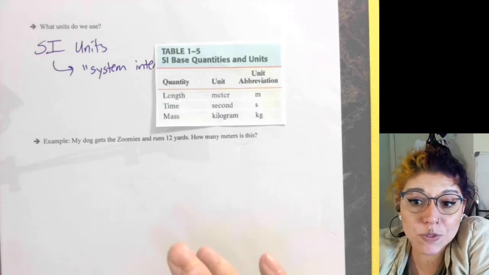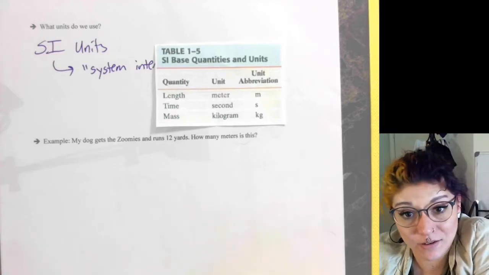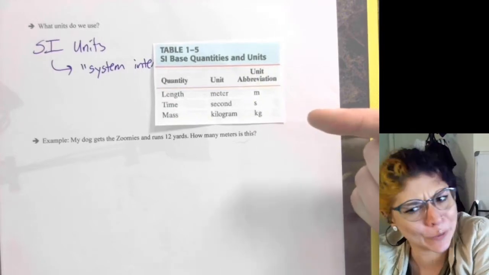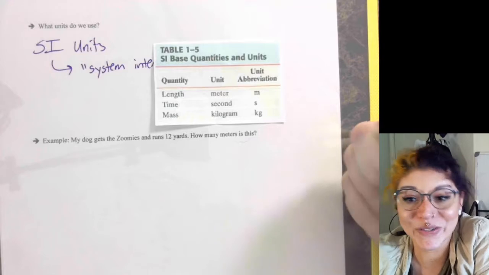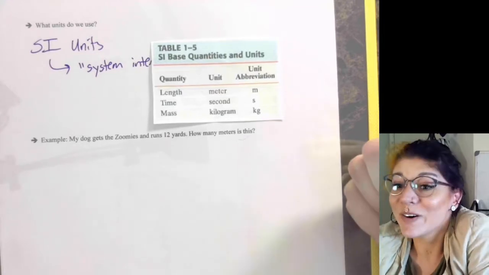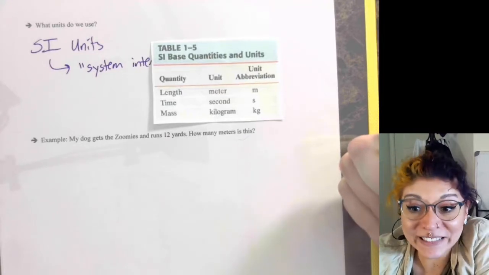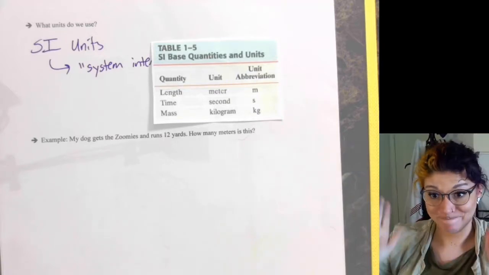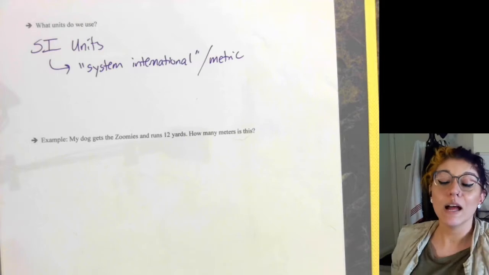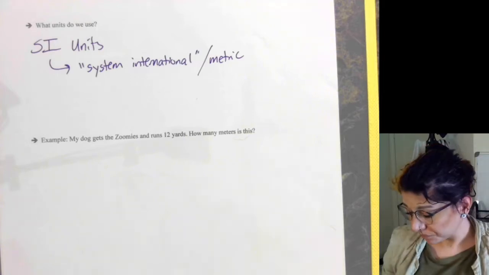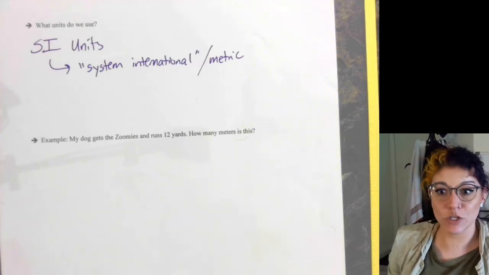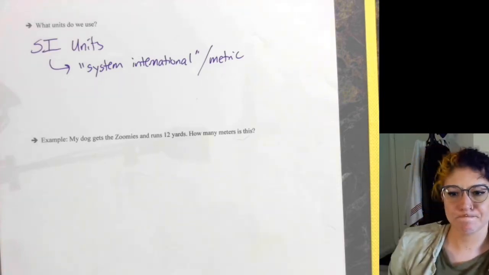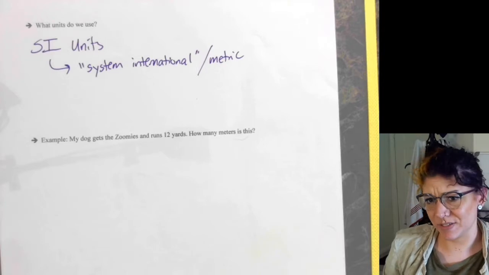But sometimes we are not given these standard units. Sometimes we're given more of the American equivalent, right? Like inches or feet or pounds instead of meters and kilograms. So we need to be able to convert these units. Let's look at this example. In this, my dog gets the zoomies and just starts running, and she runs 12 yards. How many meters is this?